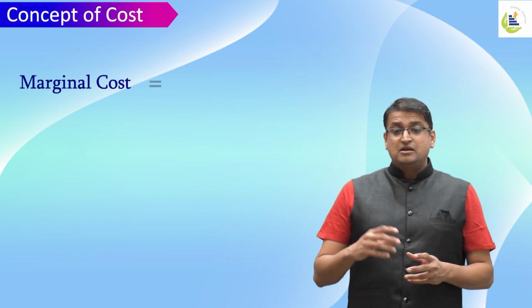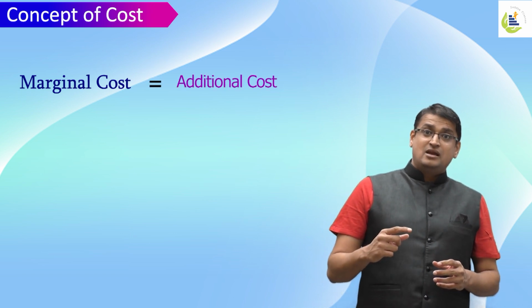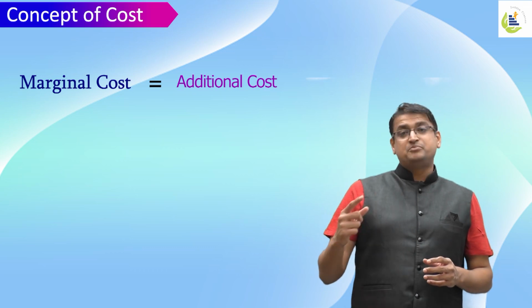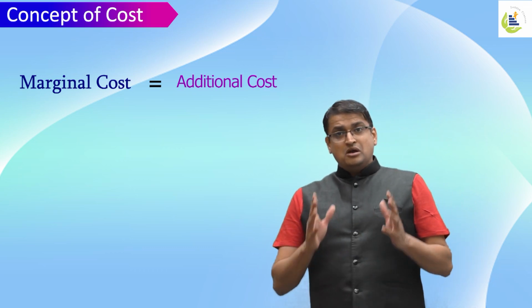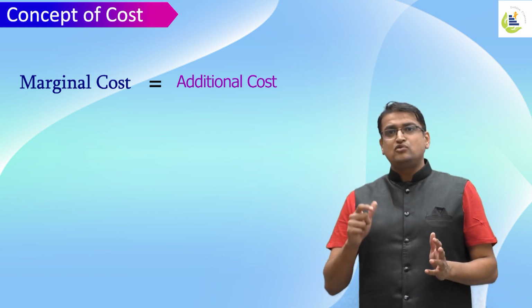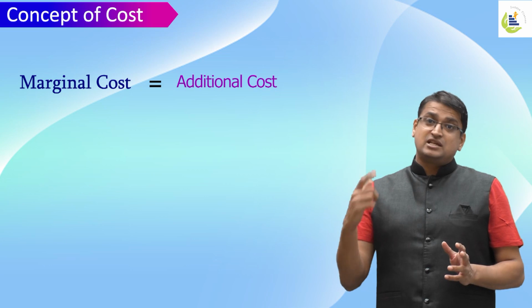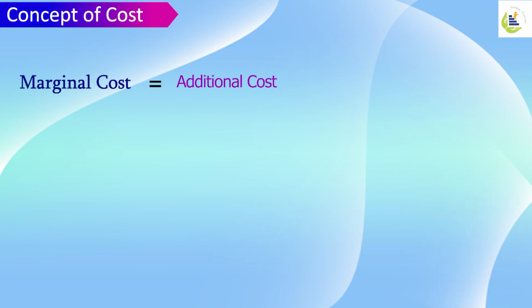Another concept which we need to understand is marginal cost. What is marginal cost? It tells me the additional cost I pay for the extra unit produced. So, in simple terms, marginal cost is the additional amount I have to bear or pay in order to produce one extra unit. I'll explain this with a simple example.